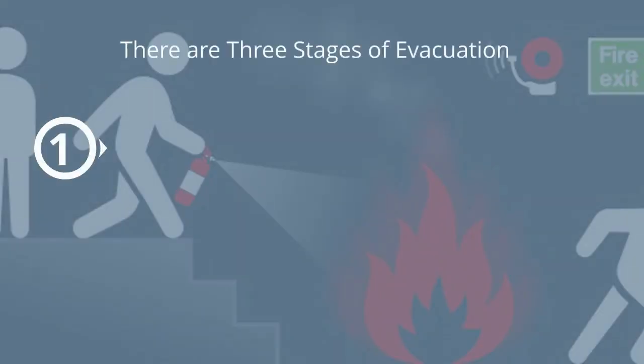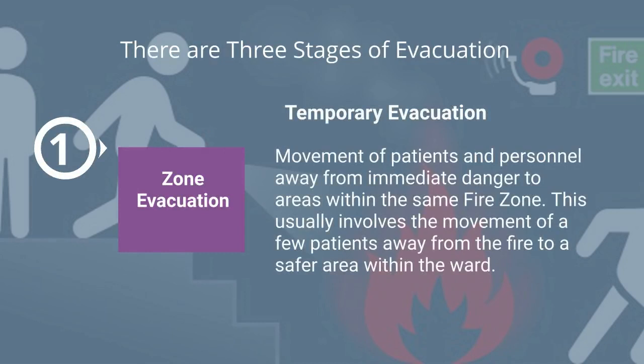Stage 1. Zone evacuation. Movement of patients and personnel away from immediate danger to areas within the same fire zone. This usually involves the movement of a few patients away from the fire to a safer area within the ward.